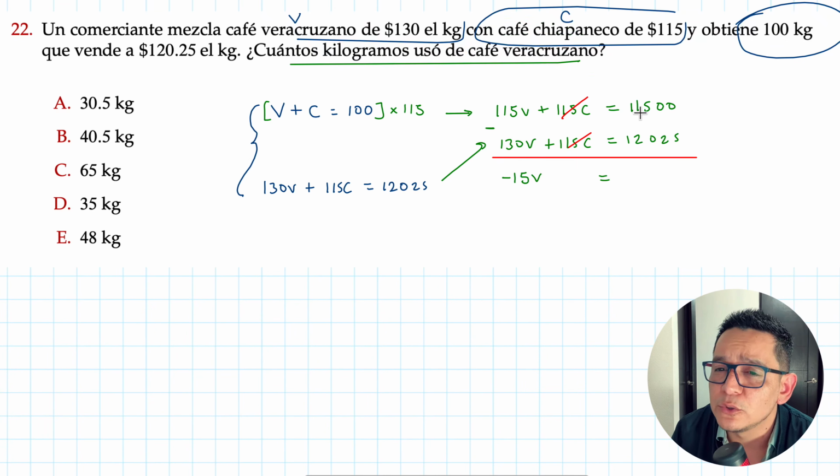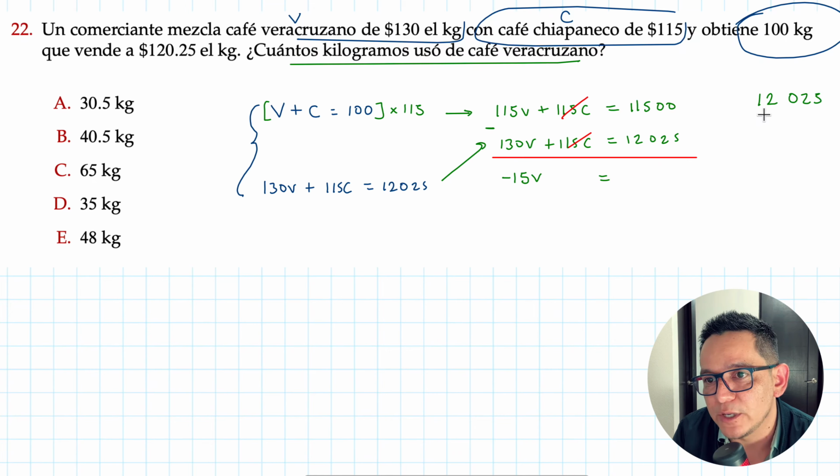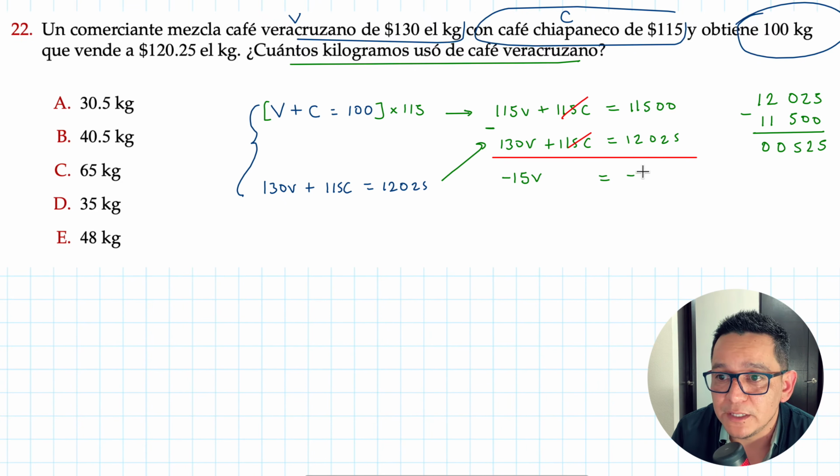That's 12,025 minus 11,500. I'll reverse it. We know the result will be negative, but I'll do the subtraction the other way. Remember, no calculator. Here, 5 minus 0 is 5. 2 minus 0 is 2. This turns into 10. 3 minus 5 is not possible, so we borrow. 3 minus 5, that's 8. And then 1 minus 1 is 0. I'm getting 525. But since I did the subtraction the other way around, the result would be negative 525, right?